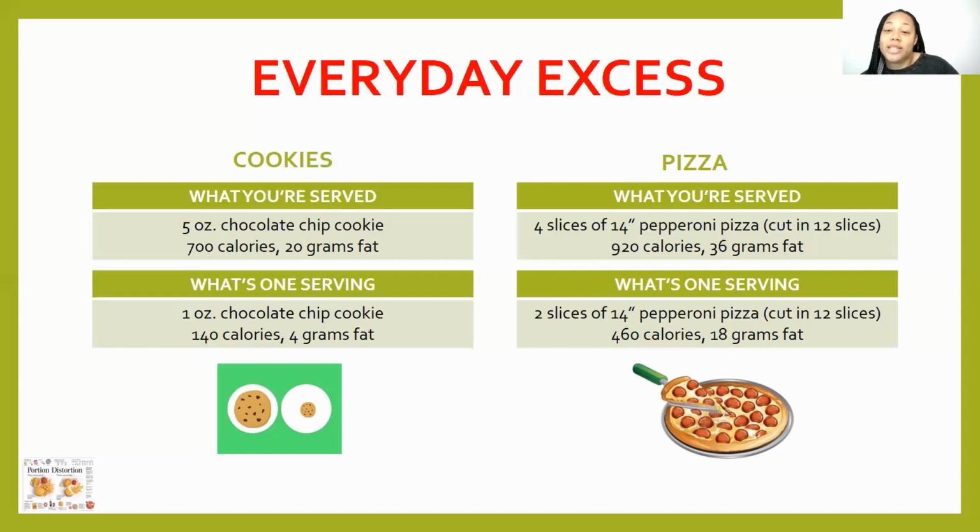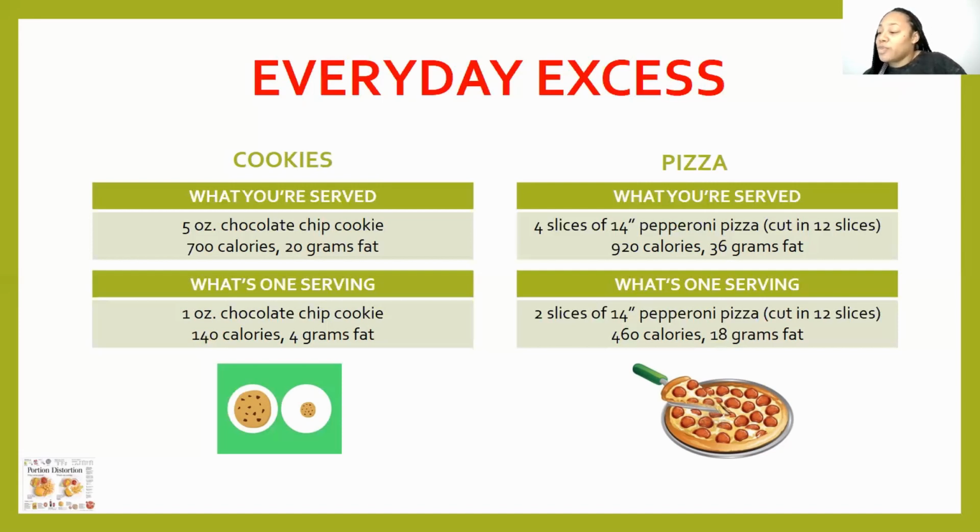And then for pizza, what we usually are served, or what we usually eat, is 4 slices off of a 14-inch pizza, which is cut into 12 slices, right? And that's 920 calories with 36 grams of fat. Now, one serving, or what we should be eating, is only 2 slices, so half of that. So 2 slices, which is 460 calories and 18 grams of fat. Okay? Do we kind of see that?